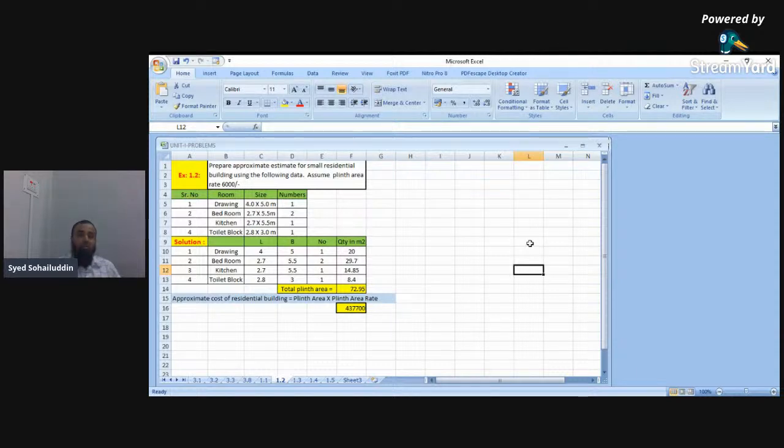Again, by the plinth area method we have to find out the cost of the building. First we have to find out the total plinth area, which is simply multiplication: length into width into numbers. There is no concept of height in plinth area. So it is 20 square meters for drawing rooms, 29.7 for bedrooms, and the same way kitchen and toilet. The total plinth area is 72.95, and it is multiplied by 6,000, which gives 437,700. Again it is simple.